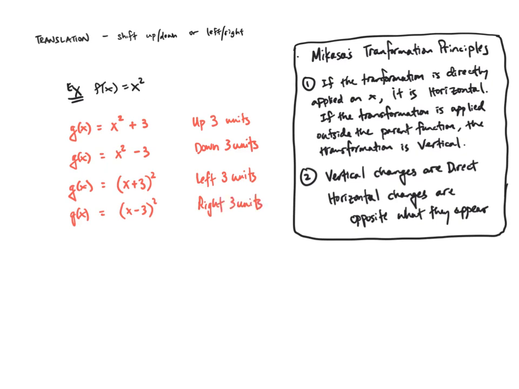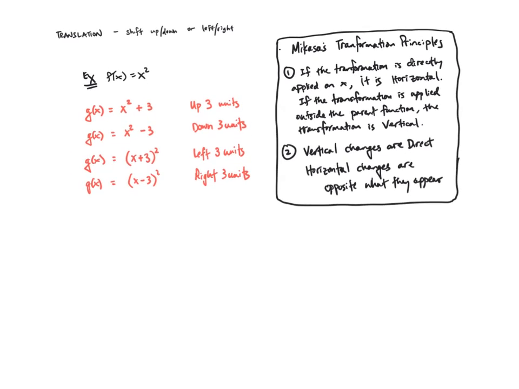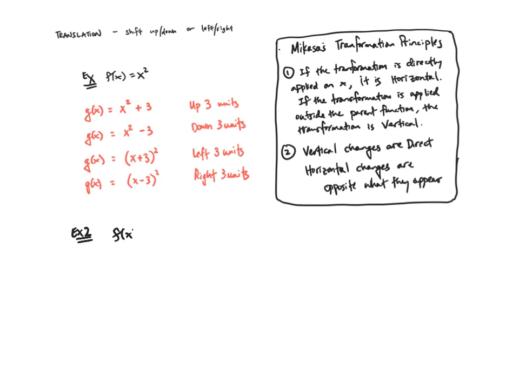Okay, so those are the 4 types of translations: shift up, shift down, shift left, or shift right. Let's see if you understand that in the context of a problem. This is example 2 in your book. This time we're starting with the parent graph, absolute value of x, and they want us to graph g of x equals the absolute value of x plus 4.